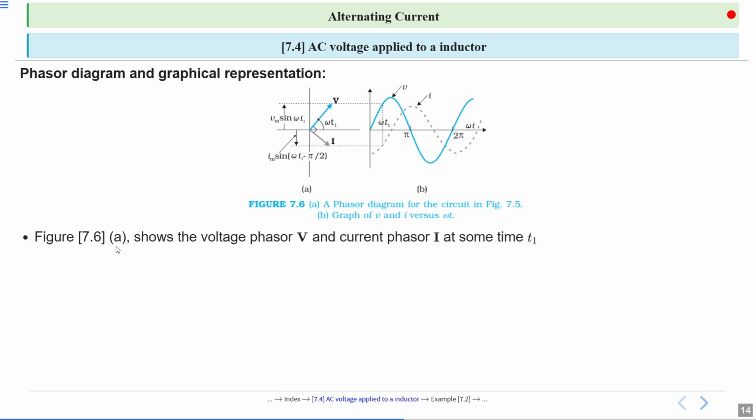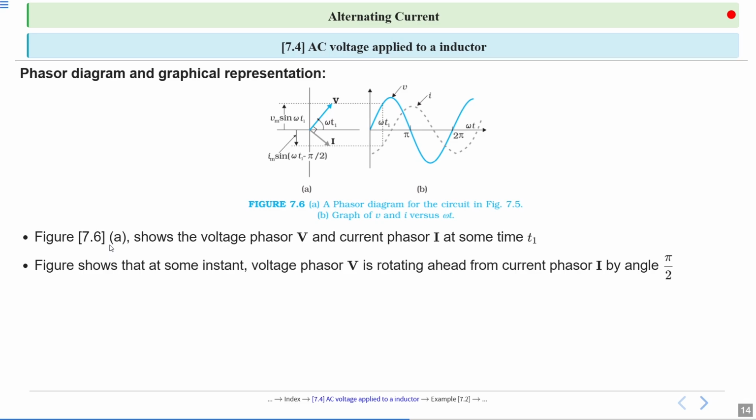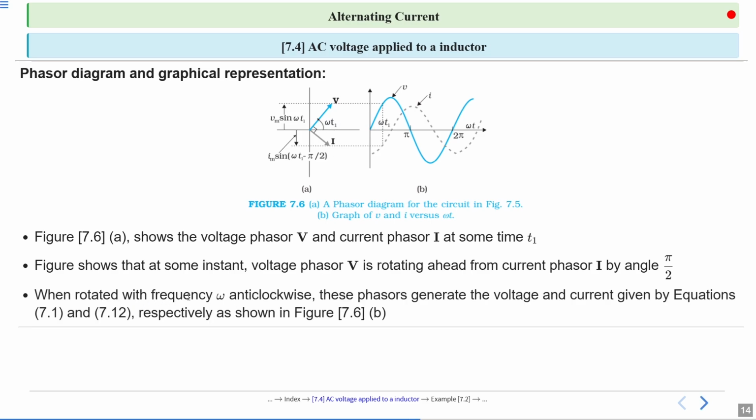Figure 7.6a shows the voltage phasor V and current phasor I at some time t1. The figure shows that at some instant, voltage phasor V is rotating ahead of current phasor I by an angle of pi by 2, or we can say current is lagging behind by pi by 2 with respect to the voltage phasor. When rotated with frequency omega anti-clockwise, these phasors generate the voltage and current given by equations 7.1 and 7.12 respectively, as shown in figure 7.6b.